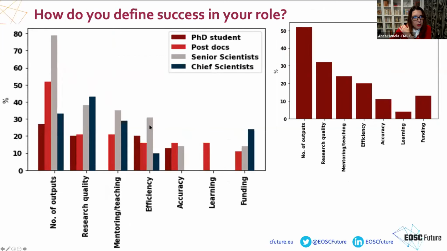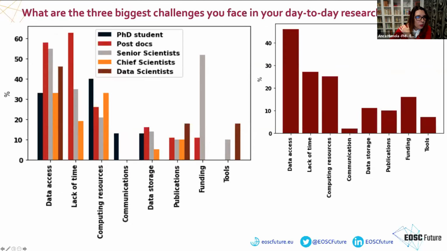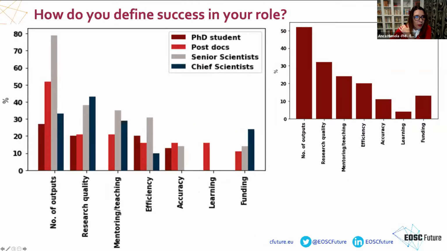When asked to define the success in their role, the number of publications remains the measure of scientific achievement, the measure of productivity and self-worth of the scientist.